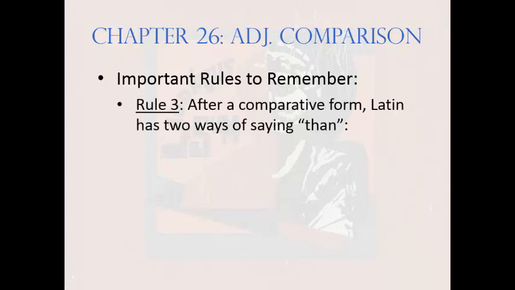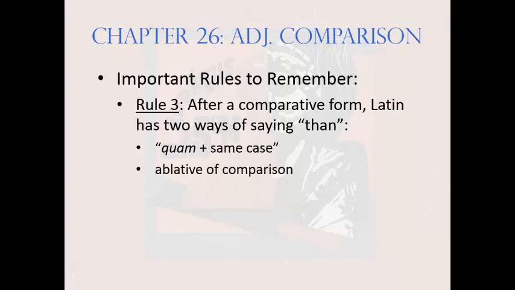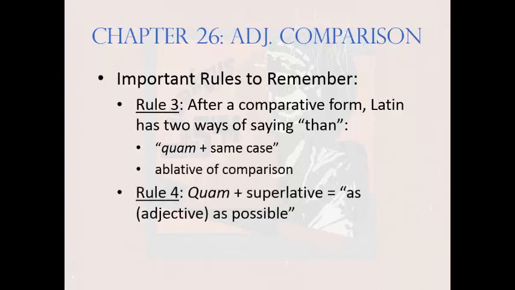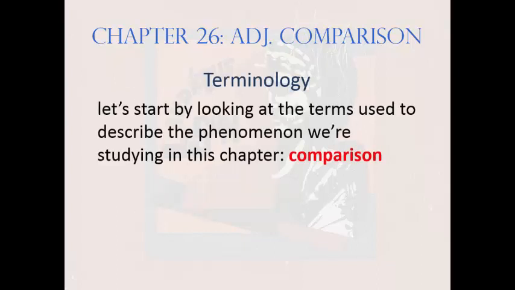Rule 3. Latin has 2 ways to say than after a comparative form. A construction we'll call quam plus same case, and the ablative of comparison. Rule 4. In Latin, quam with the superlative means as whatever the adjective is, as possible. Let's start by looking at the terms introduced in this chapter.